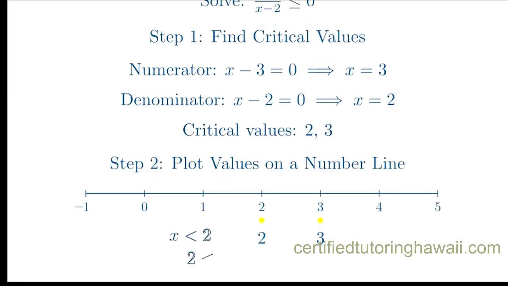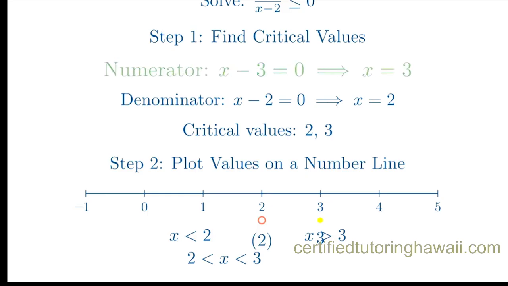This divides the line into 3 intervals: x less than 2, x between 2 and 3, and x greater than 3. Let's think about the endpoints. The value x equals 2 makes the denominator 0, so the function is undefined there. This means 2 can never be part of our solution, even though the original inequality includes equal to. We'll mark it with an open circle or parenthesis. The value x equals 3 makes the numerator 0, which makes the function equal to 0, so 3 is a solution. We'll mark it with a closed circle or bracket.